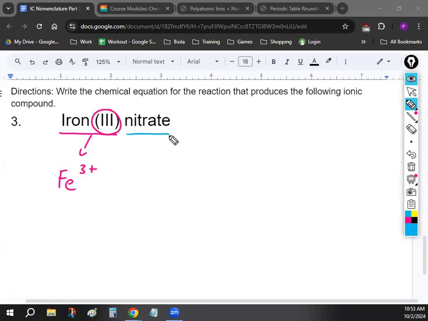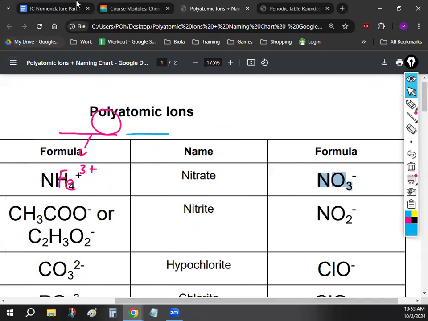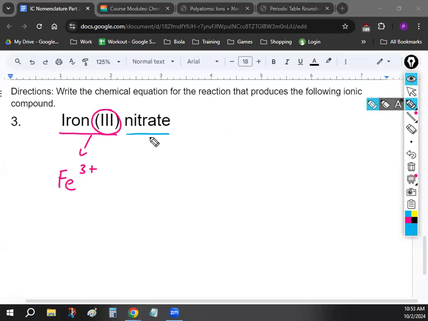All right, for the anion, we have nitrate. If you take a look at your polyatomic chart, you will see that nitrate is NO3-. So nitrate is NO3-, and you get this from the polyatomic chart. From there, we pretty much have all the tools to write the equation. We're going to combine these two together to make iron(III) nitrate. Hopefully you can see that it's 1 Fe 3+, and you're going to need 3 nitrates.